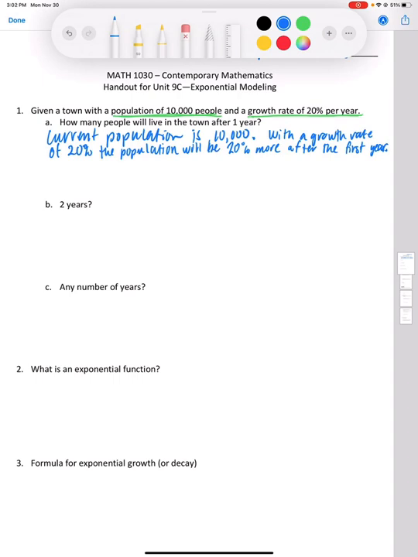Well, the first way goes like this. We'll take our 20%, which is 0.2 times 10,000, and that's equal to 2,000. We can do that in our calculator or in our heads. Which means that we'll add on 2,000 more people to the 10,000 from the beginning of the year. So therefore, the population at the end of the year is 10,000 plus 2,000, which happens to be 12,000 people.